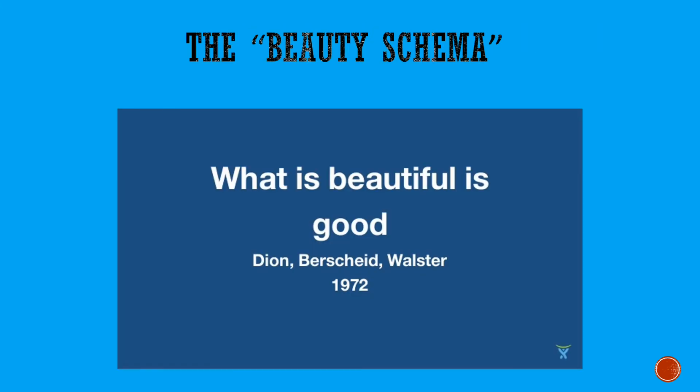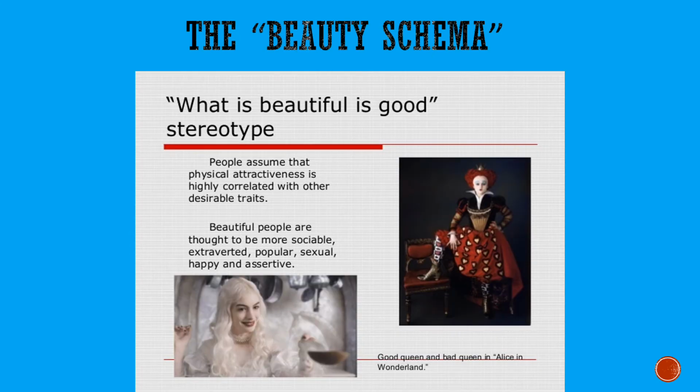One of the most common of these is something called the beauty schema. There's this persistent notion to associate being beautiful with being good. Study after study has shown that people assume that physical attractiveness is highly correlated with other desirable traits. So if we know somebody is good looking, they're also thought to have other good qualities as well. Specifically, they're thought to be more sociable, extroverted, popular, sexual, happy, and assertive.